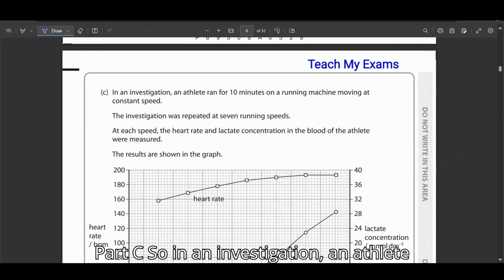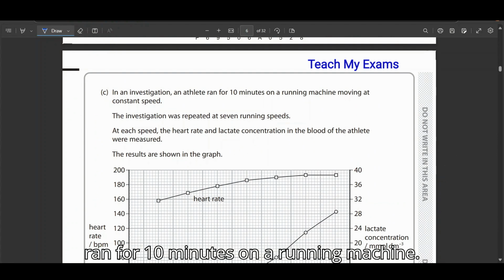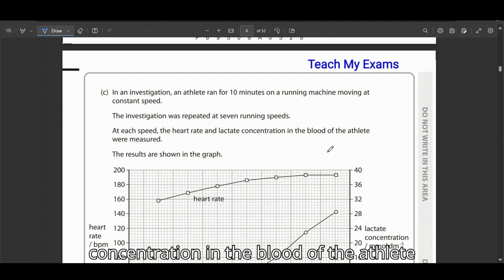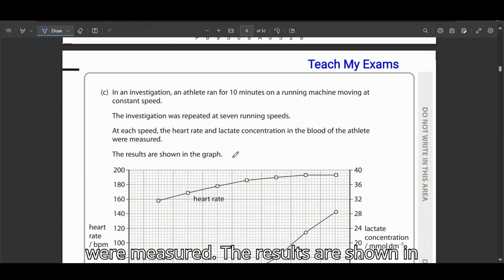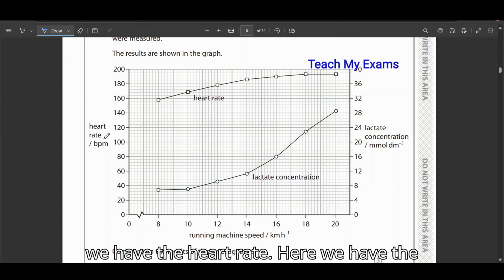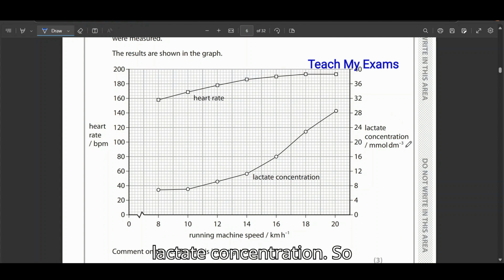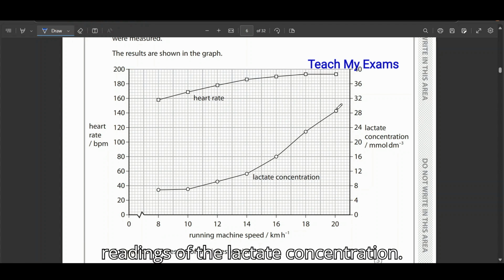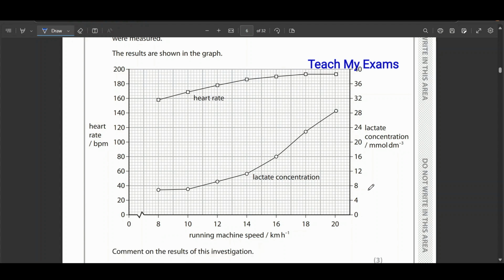Part C. In an investigation, an athlete ran for 10 minutes on a running machine, moving at constant speed. The investigation was repeated at 7 running speeds. At each speed, the heart rate and lactate concentration in the blood of the athlete were measured. The results are shown in the graph. Over here, we have the heart rate, and here we have the lactate concentration readings.